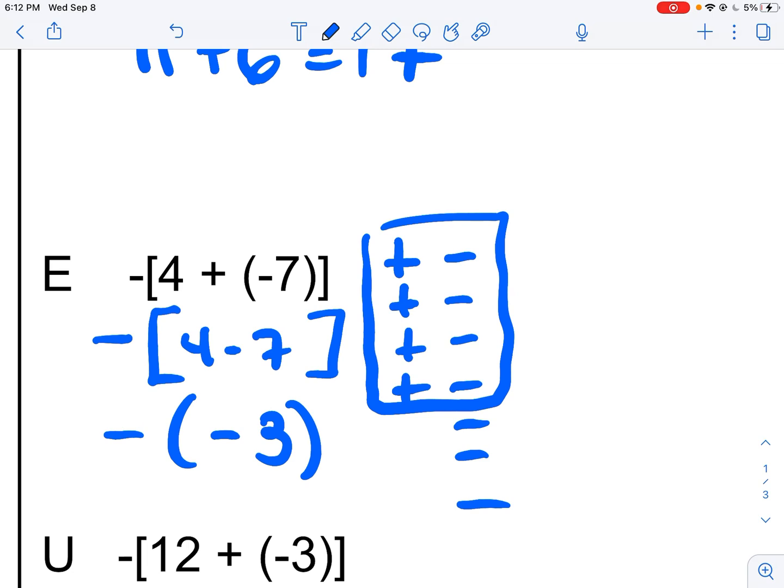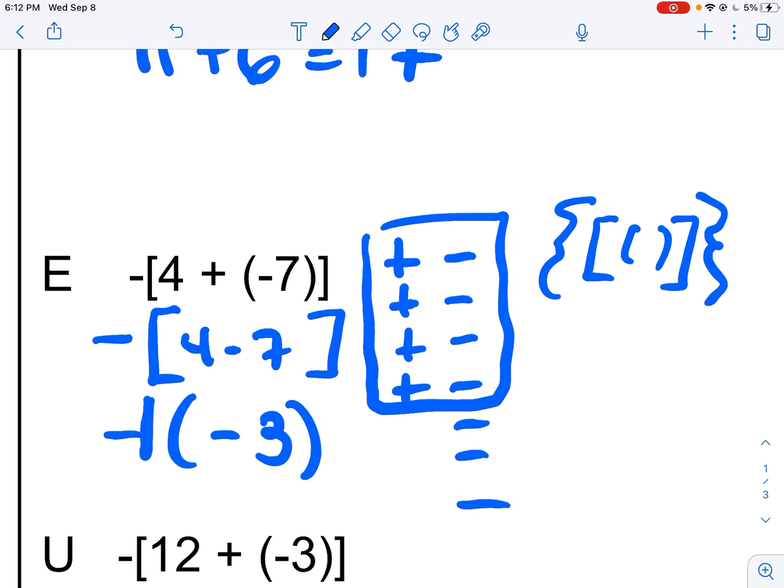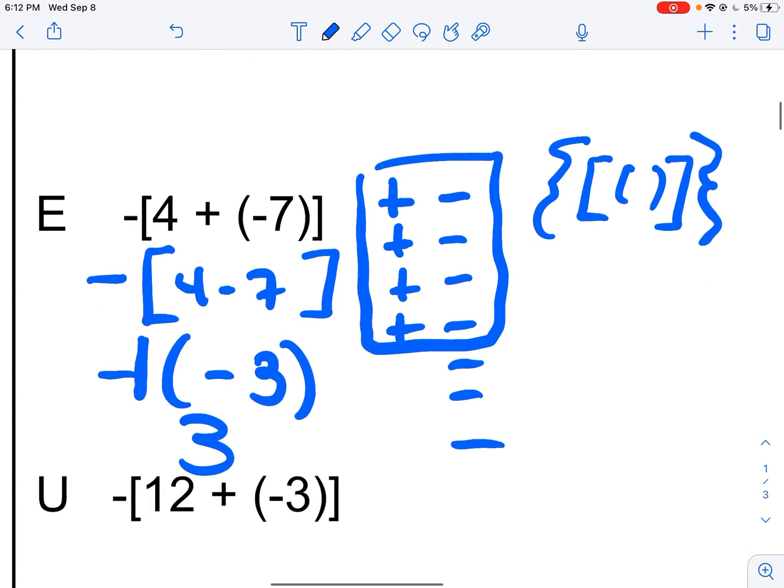Now, you notice how I changed from brackets, or braces. Try that again. Brackets to parentheses. They're just grouping. It doesn't matter which one you use. Normally, you start with parentheses, then brackets, then braces. That's just how it goes. Okay, so negative times a negative 3. That's like having a negative 1 here times a negative 3. Or a negative negative, the opposite of a negative, positive 3.